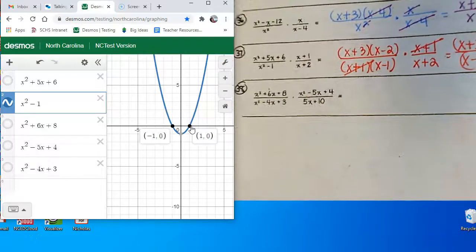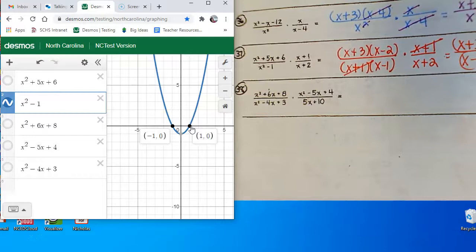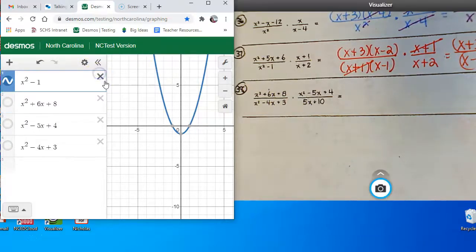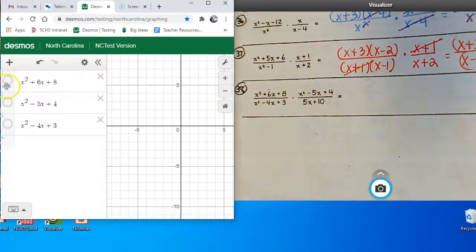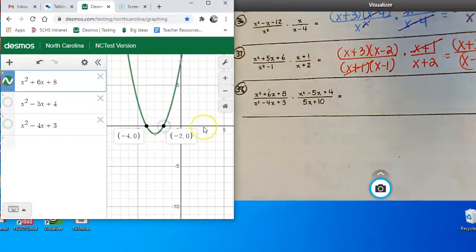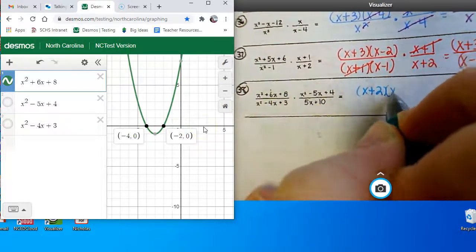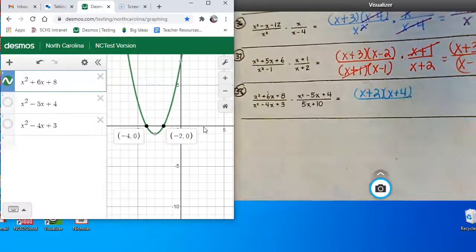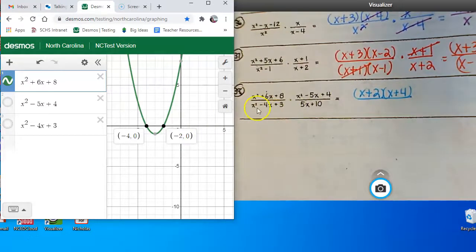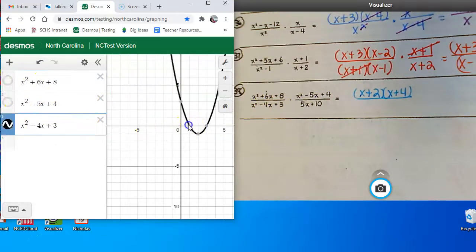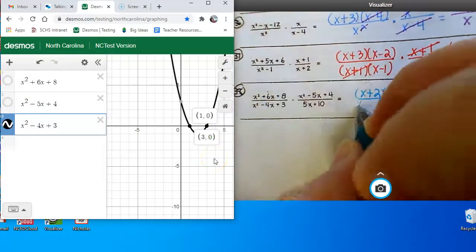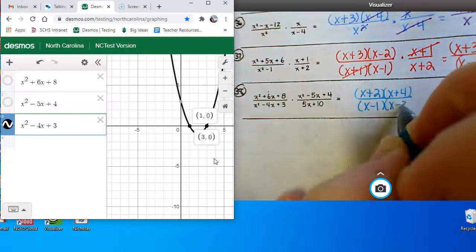Okay, and then the very last one. Get rid of those two. So there were several things you had to factor here. The first one was x squared plus 6x plus 8. Negative 4 and negative 2 were our factors. So there's x plus 2 and x plus 4. Okay, then it said x squared minus 4x plus 3, which is this one. 1 and 3 were our factors, so it looks like we have x minus 1 and x minus 3.